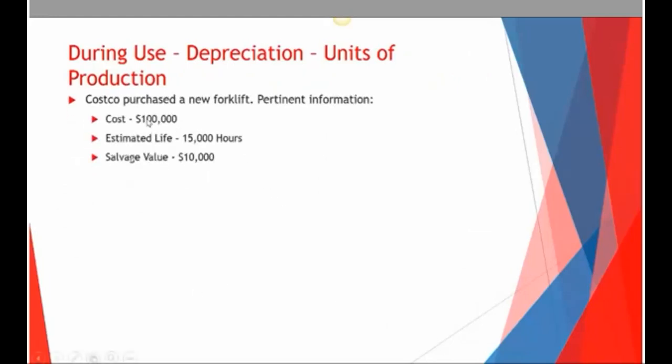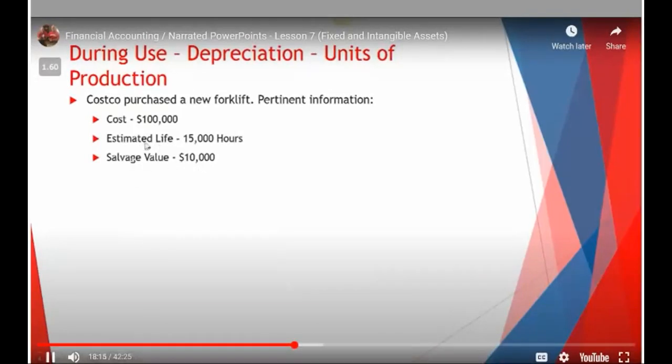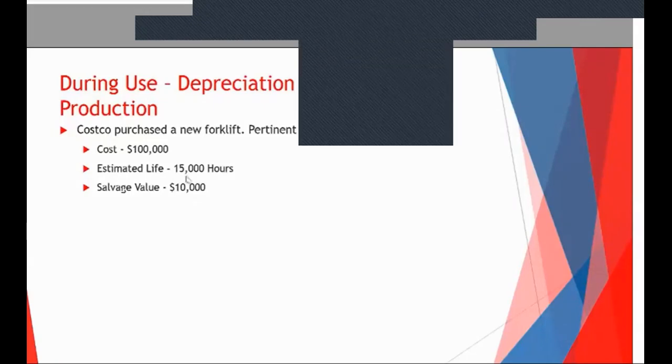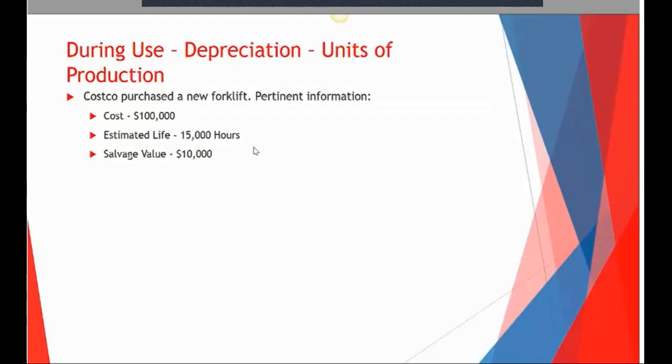So we have the same situation here. Costco purchased a forklift for 100 grand. Salvage value is 10 grand. The big change in this one is that the estimated life, instead of saying 5 years, we put it by 15,000 machine hours or engine hours. That's actually how they measure the productive capacity of a forklift. How long are they going to be running the engine?